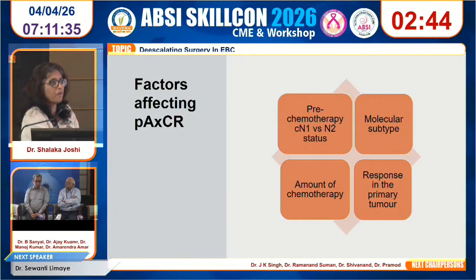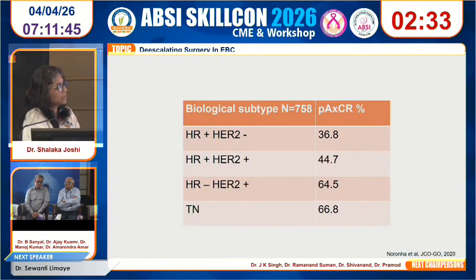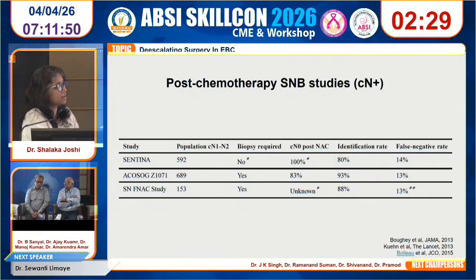The hormone receptor positive ones are unlikely to respond to a large extent, but the hormone receptor negative ones and HER2 positive ones are likely to respond. And we found that the molecular subtype decided whether the axilla was going to be negative post-chemotherapy or not.